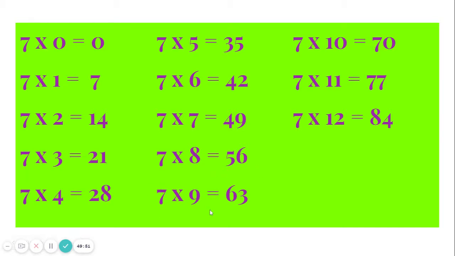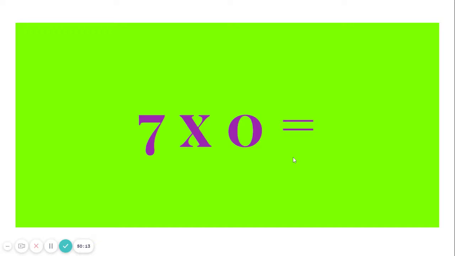7 times 9, flip it around, use your finger trick, 63. 7 times 10, write the 7, put a sticker on the end, 70. 7 times 11, 77. 7 times 12, think about it. 7 times 10 is 70, plus 7 times 2 is 14. 70 plus 14, 84. Ready?